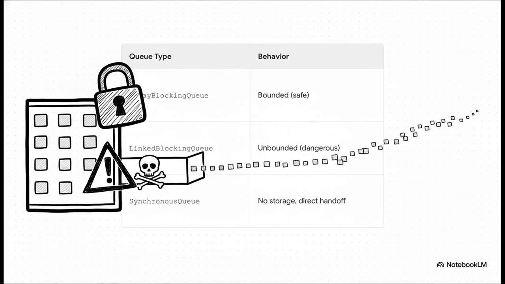And that queue we just mentioned? It's a hugely critical piece of this puzzle. You generally want a bounded queue, like an ArrayBlockingQueue, because it has a fixed size. That forces your system to confront the reality of being overloaded. An unbounded queue, like LinkedBlockingQueue, is dangerous. It just keeps accepting tasks, growing and growing, silently hiding the fact that your system can't keep up until it finally blows up with an out-of-memory error.